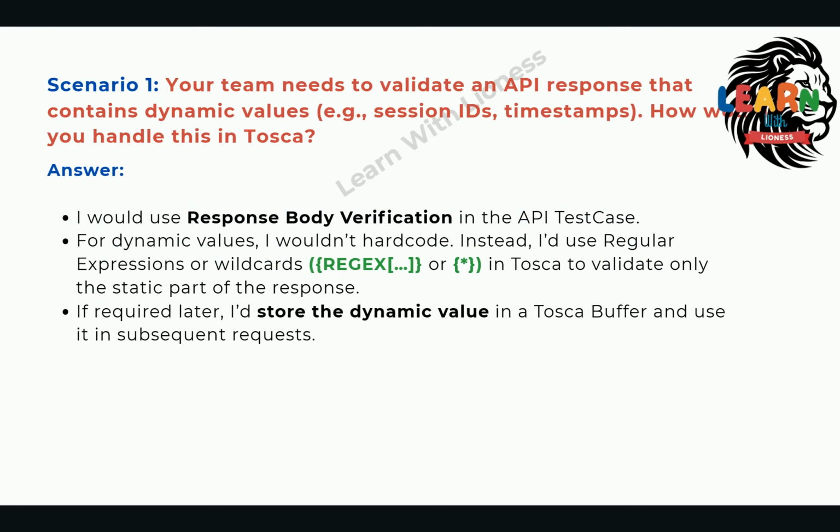Scenario 1. Your team needs to validate an API response that contains dynamic values, for example, session IDs, timestamps. How would you handle this in Tosca? Answer. I would use response body verification in the API test case. For dynamic values, I wouldn't hardcode. Instead, I'd use regular expressions or wildcards, regex or asterisk in Tosca, to validate only the static part of the response. If required later, I'd store the dynamic value in a Tosca buffer and use it in subsequent requests.